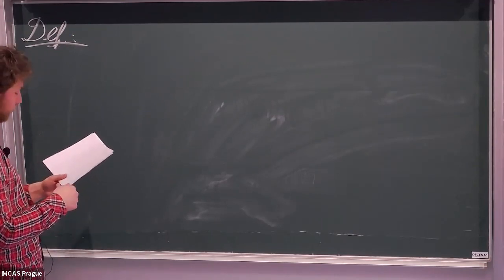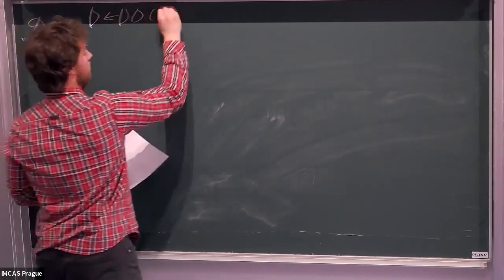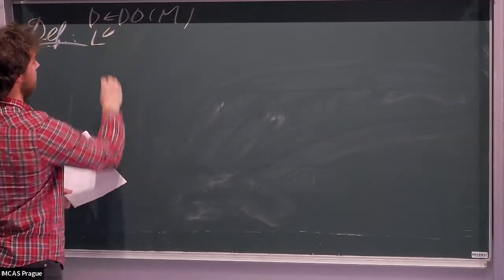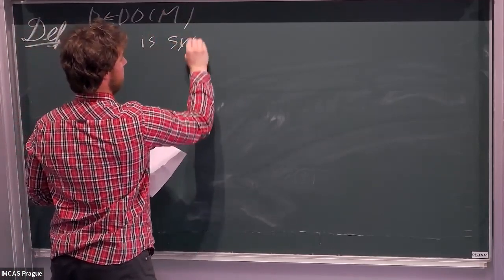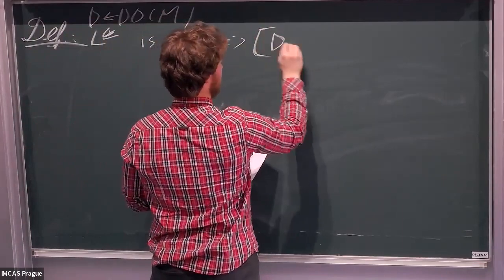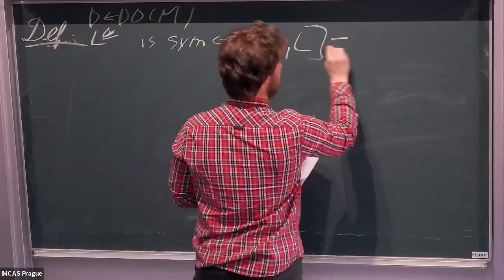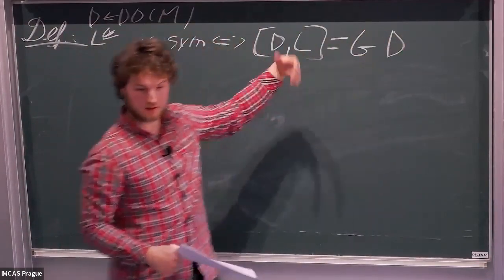By the way, note that the algebra of differential operators is an associative algebra, so we have the trivial commutator, making it into a Lie algebra. And that's basically what the notion of symmetry is all about. So I have D, some differential operator, and I say that L is a symmetry of D, a symmetry operator, if and only if it commutes with the operator up to the operator itself, which is multiplied by some other operator.